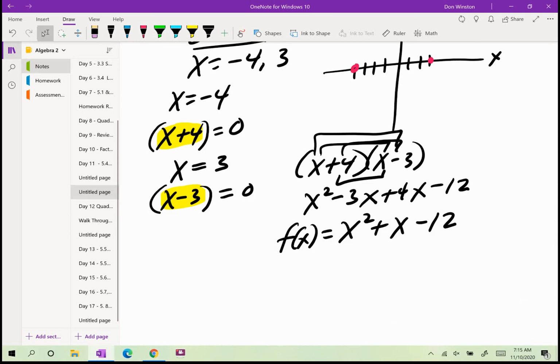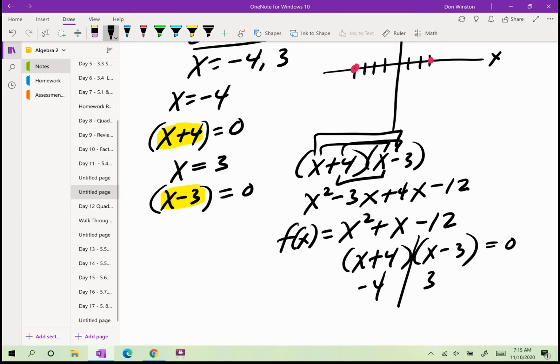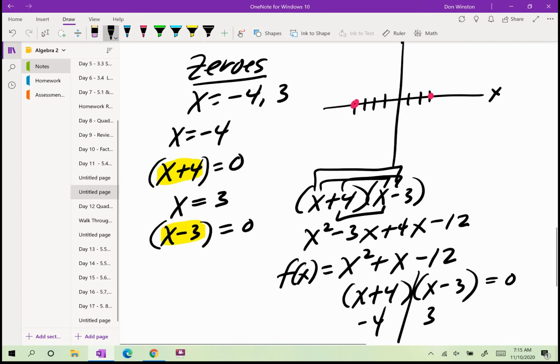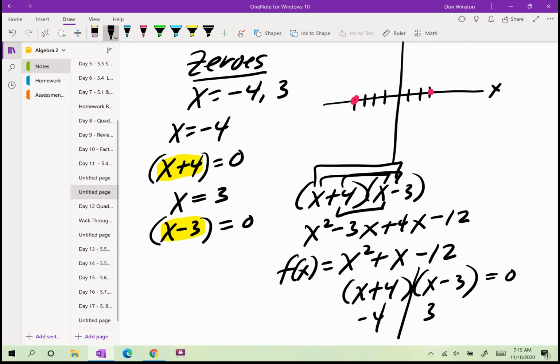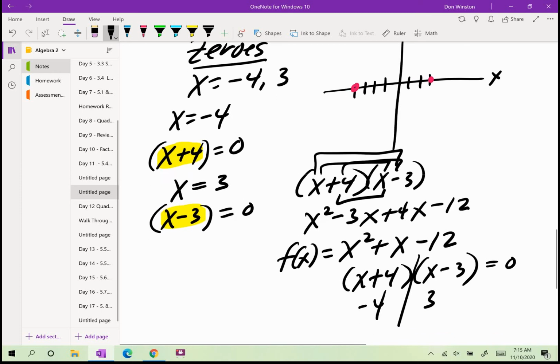I could factor this again. So factors of -12 that add up to 1? Well, that would be positive 4 and -3. It would be x plus 4 times x minus 3. And if I set that equal to zero, my zeros would be -4 and 3. Again, I'll run through a couple more of those, but you'll see starting with zeros and writing a quadratic equation is pretty easy to do.